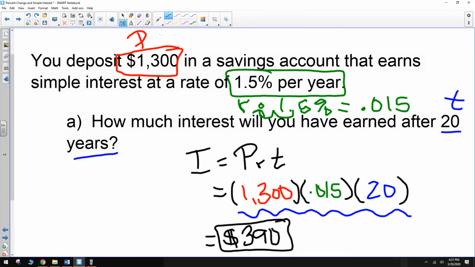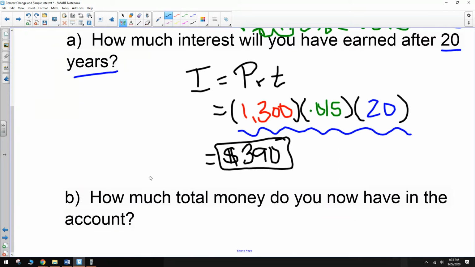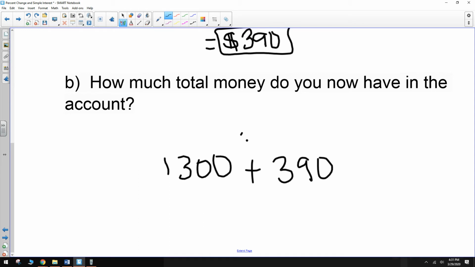It's free money. I know it doesn't seem like a lot, especially for keeping it in there for 20 years, but it is free money, so keep that in mind. The next question that it's asking is, how much money do you have now in the account? So total. Okay, so if I started with $1,300 and after 20 years I gained $390, I have to add those together to get my total amount, which will give me $1,690.